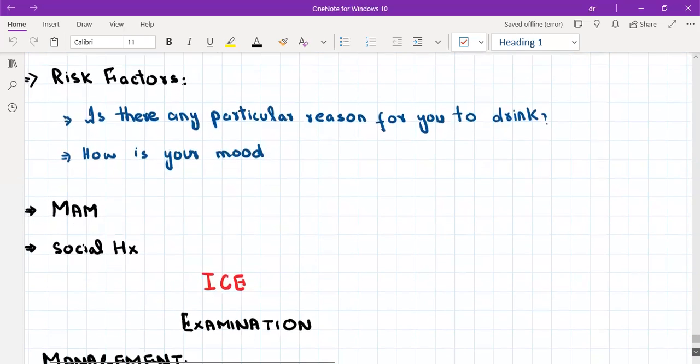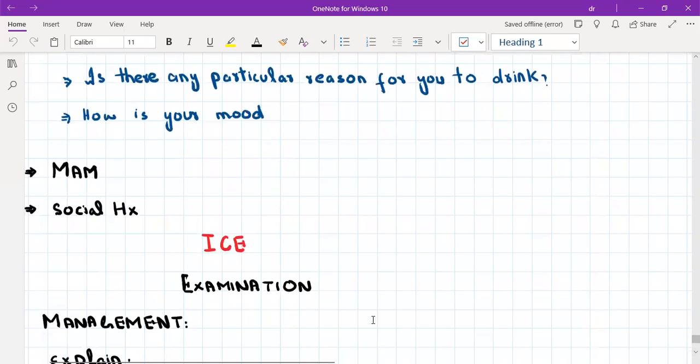Then you will ask about medications, allergies, and any medical condition at all, and the social history of the person. What is his job? Who does he live with? How is this alcohol drinking habit affecting his job? How is it affecting his finances? How is it affecting his relationships? Social history is really, really important here.